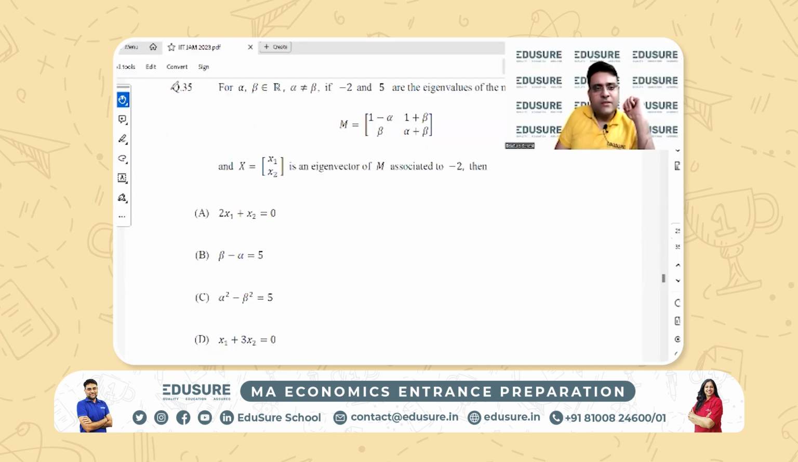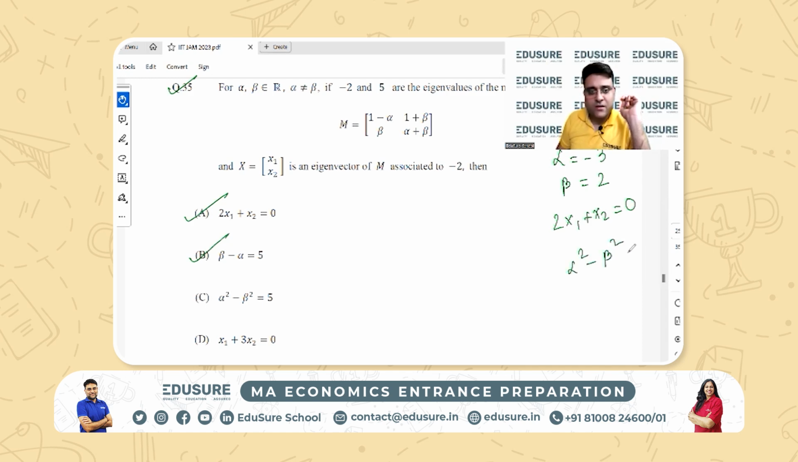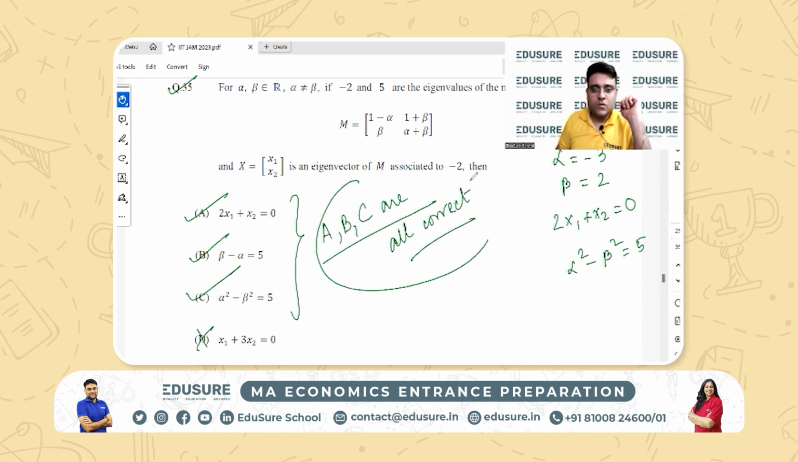For IIT JAM 2023, question number 35, we know alpha is equal to -3, beta is equal to 2, 2x1 plus x2 is equal to 0. Multiple answers can be correct here, so this is correct. Beta minus alpha is equal to 5, this is also correct. Alpha square minus beta square is equal to 5, this is also correct. x1 plus 3x2 is equal to 0. So A, B and C are all correct. Not only A is correct, A, B and C are all correct.